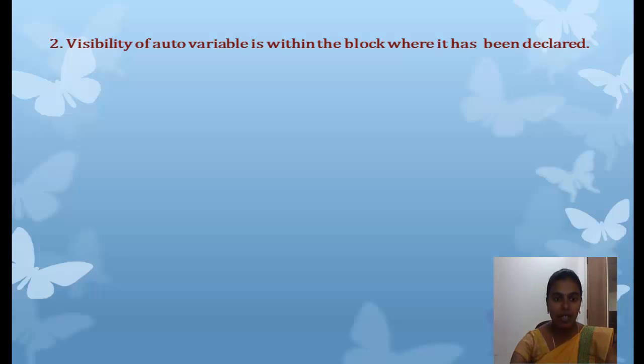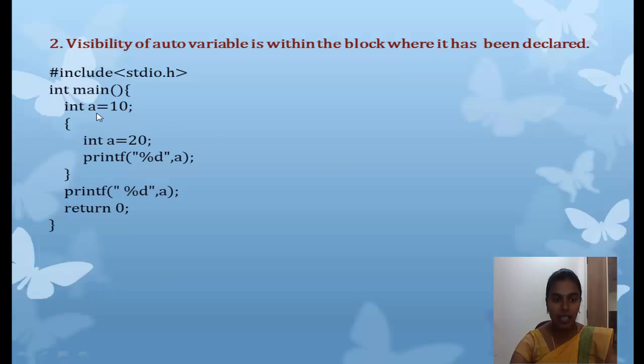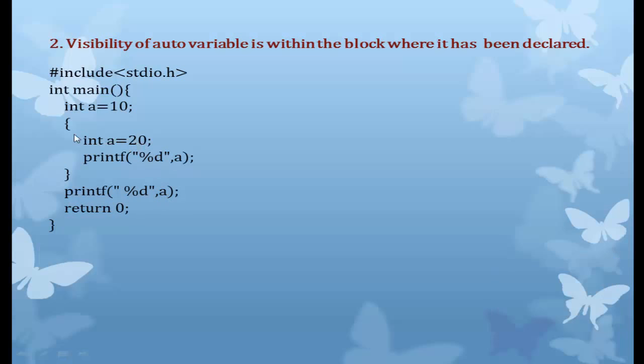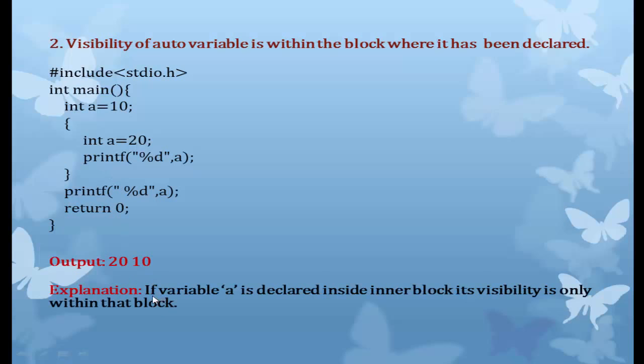Let's see an example program. In this program, we have two integer variables a with different values, 10 and 20. The visibility of the first variable a is within the entire main function, whereas the visibility of the second variable a is within the opening and closing curly braces. So this printf statement will print the value 20, whereas the second printf statement will print the value 10. It will not print 20 because the scope of that variable is within this portion. So the output is 20 and 10. That is, if variable a is declared inside an inner block, its visibility is only within that block.